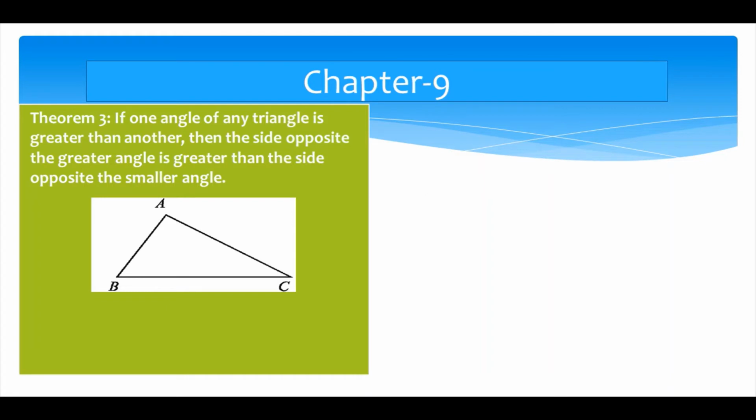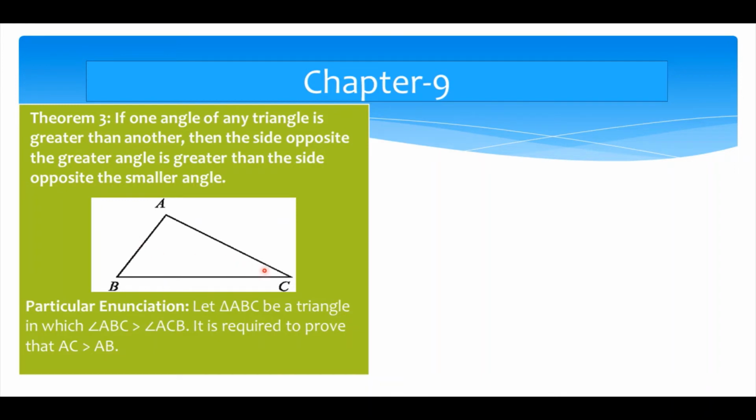Now this is the figure. Angle ABC, you can see in here there is a triangle ABC. Now that is the particular enunciation of this theorem. Let triangle ABC be a triangle in which angle ABC is greater than angle ACB. So we get from the general enunciation, this is the particular enunciation, that let triangle ABC be a triangle in which angle ABC is greater than angle ACB. This is the language in here.